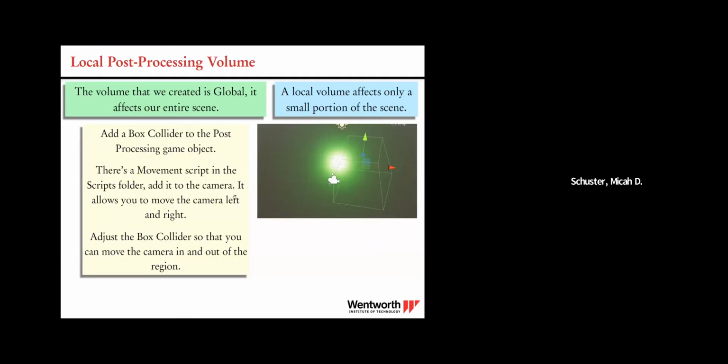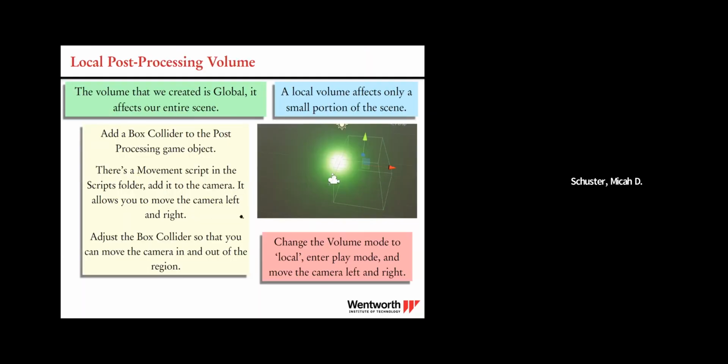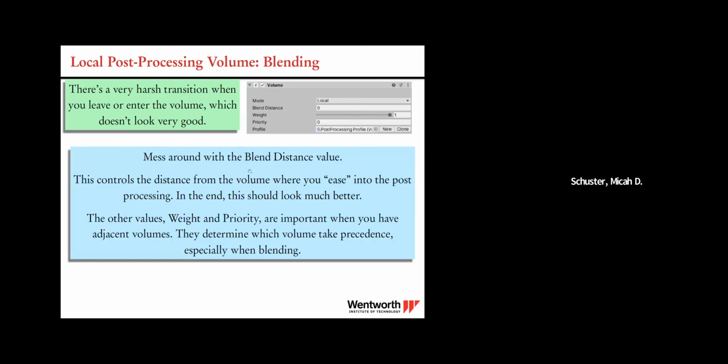So that's pretty much it. That's basically what I had for the slides in here for the blending and stuff. And the other values, weight. When you have adjacent volumes, that's where you use weight and priority. So weight sort of goes with this as well, but really when you only have a couple volumes, they just help you determine what takes precedence during the actual blend itself. So that's something to mess around with.